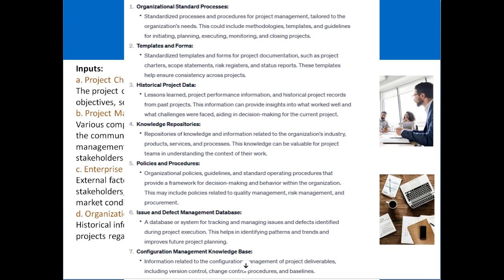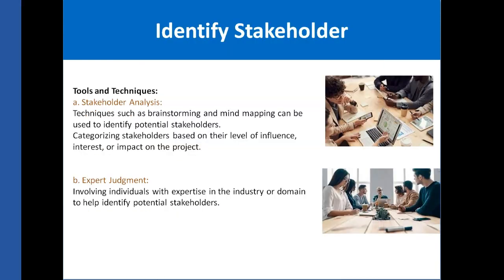For example, you are implementing an e-commerce solution, and in the past you have already done such a project. So you can review the previous projects and see which stakeholders were identified at that time. This type of information could be helpful in your current project, and you can use it to identify the stakeholders in your project as well. So past or historical information is also very important for identification of a stakeholder. Then tools and techniques.